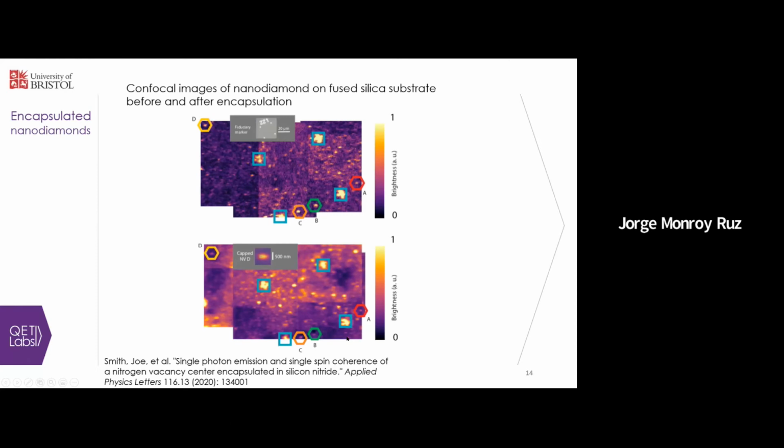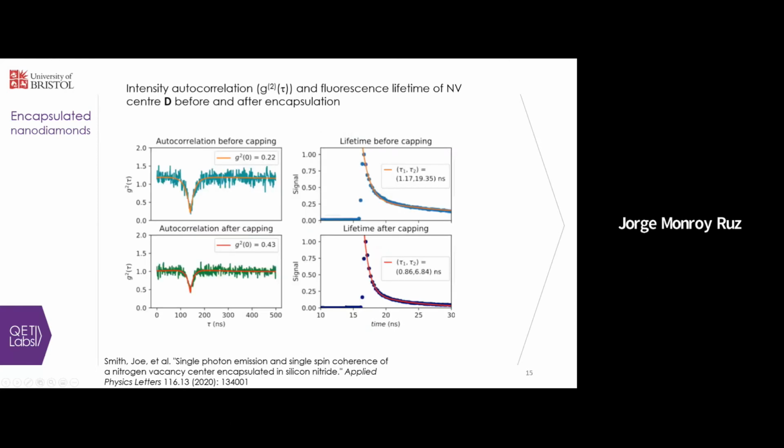And we can see that we can recover the single photon behavior, not completely, but enough of the background fluorescence to observe single photon emission, and we can preserve it. Well, the lifetime gets suppressed around 3 times. That's due to the change in the refractive index the NV center feels.